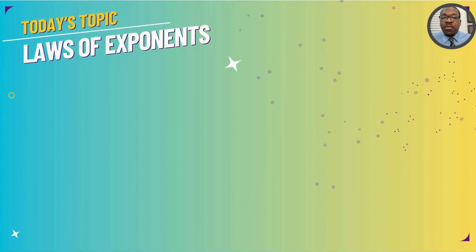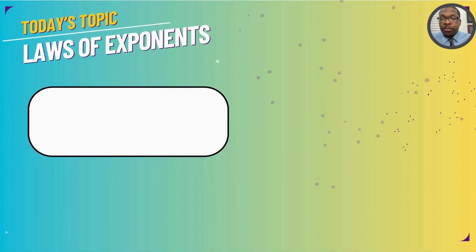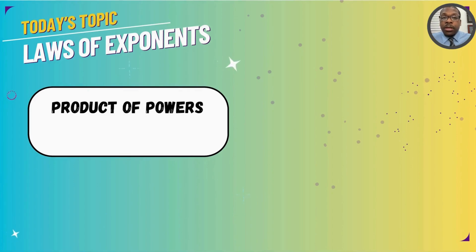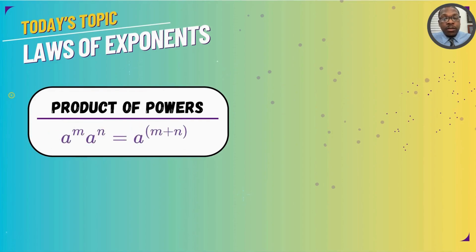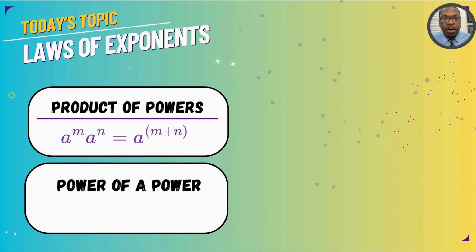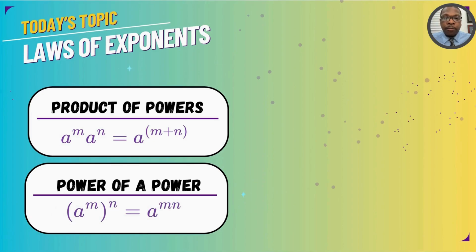Today's lesson is going over the law of exponents, which has several important distinctions when dealing with exponents. We have product of powers, which tells us if we see two exponents, if they have the same base, theoretically, we could just add their exponents. We also have power of a power, where we raise an exponent to another power. We could just multiply the exponents.